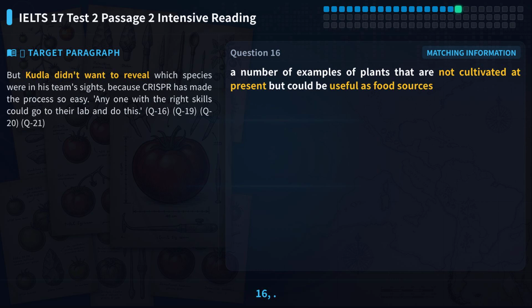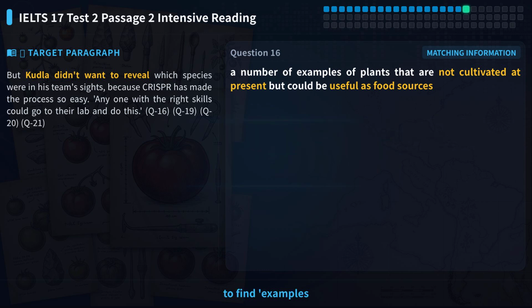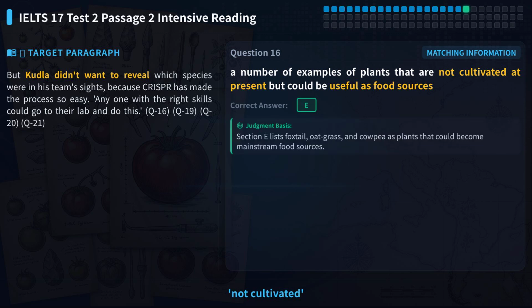Let's look at question 16. Find which paragraph mentions examples of plants that are not grown now but could be food sources. Please pause the video and try to locate it yourself. The key point is to find examples of plants. The keywords are not cultivated and food sources. We need to look for specific plant names.